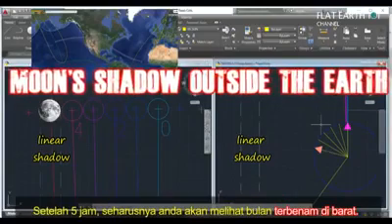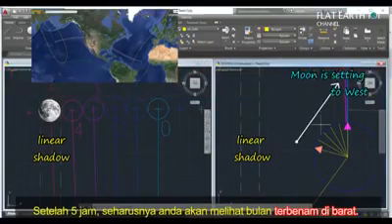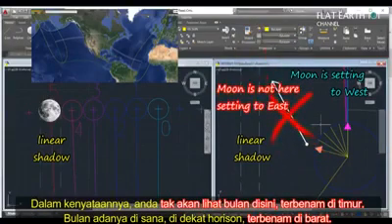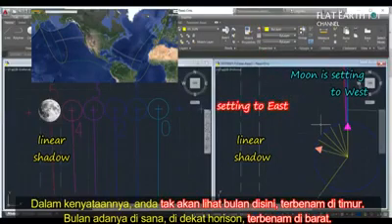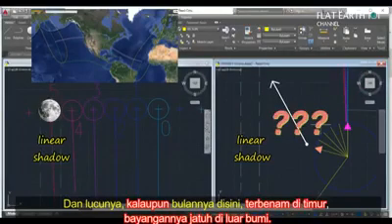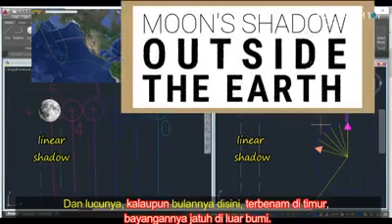After 5 hours, you will see the moon is setting to the west. In reality, you don't see the moon over here, like it's setting to your east. The moon is over there, near the horizon, setting in the west. The funny thing is, even though the moon is over here, setting in the east, the shadow will fall outside the Earth.